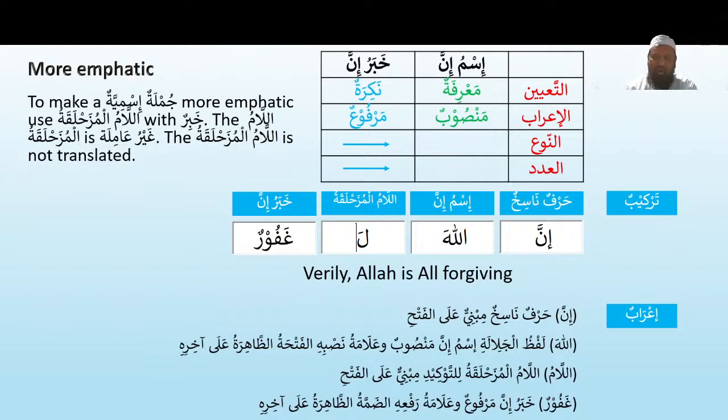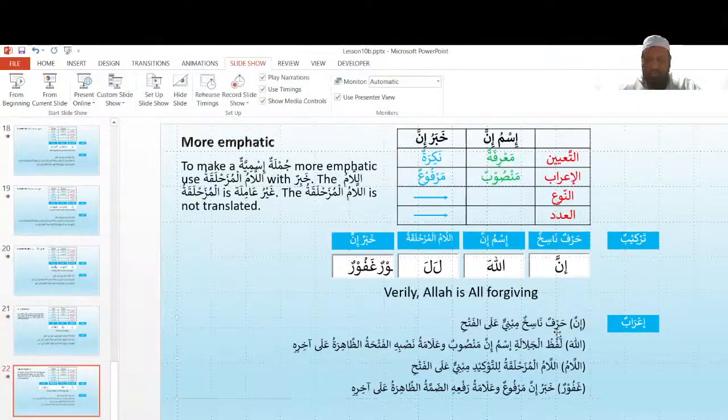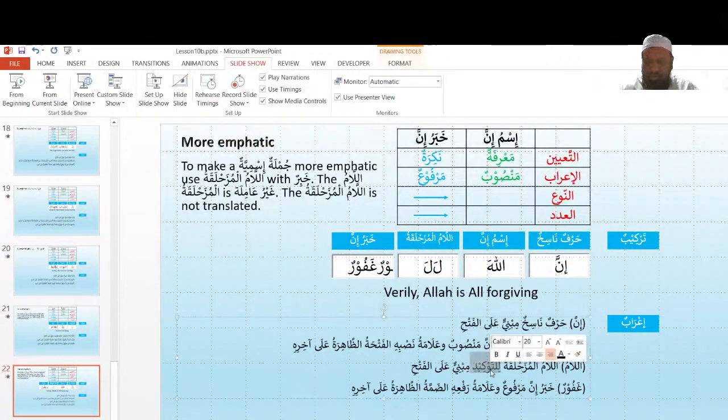اللام المزحلقة للتوكيد, or we can say حرف توكيد مبني على الفتح. Okay, let's do حرف توكيد so it becomes easy for us. We've learned this word before. So حرف توكيد.